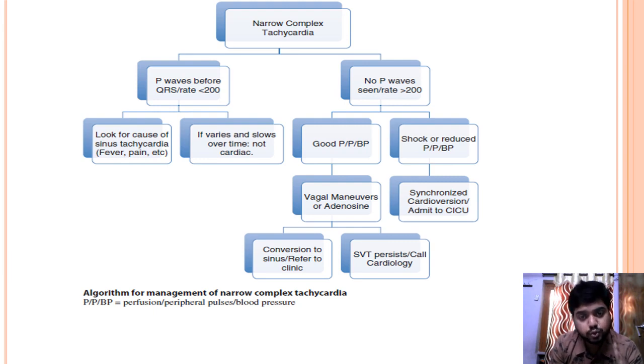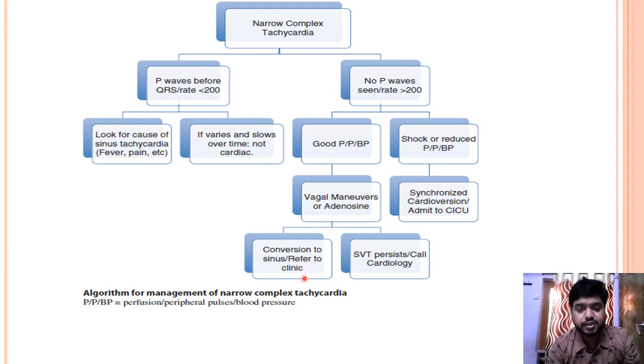So with no P waves, but with good pulse, BP and pulse pressure, you can straight away go for vagal maneuvers, or you can try adenosine, because you are suspecting SVT here. Whereas if the child is in shock, with reduced pulse, hypotension, hemodynamically unstable, straight away go for synchronized cardioversion and admit in cardiac ICU. We are not discussing in detail here how you give synchronized cardioversion, but we will discuss that in future sessions. The basic gist is, hemodynamically unstable needs synchronized cardioversion in SVT. Hemodynamically stable, go for vagal maneuvers, or you can try giving adenosine.